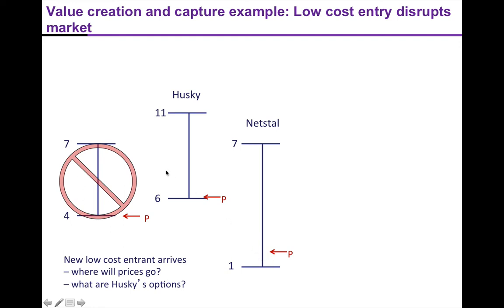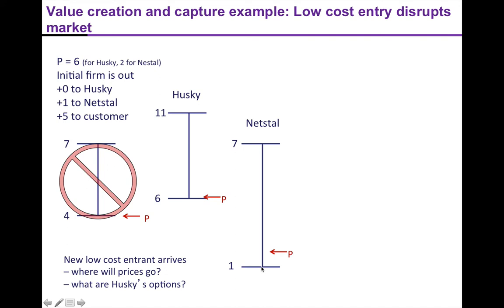Just like Husky captured the difference between their wedge and the next closest competitor, Netstal can now make up the difference between their low prices to consumers and their low cost position. And Husky gets competed down. So this piece here just summarizes what we just discussed. The customer gets the amount of value of the next closest competitor, which is now Husky, and Netstal gets 1. Okay.